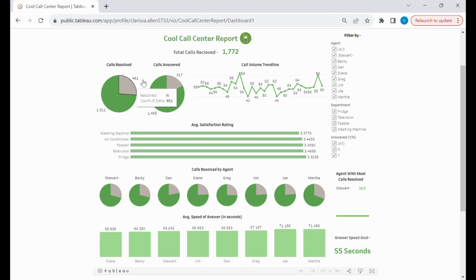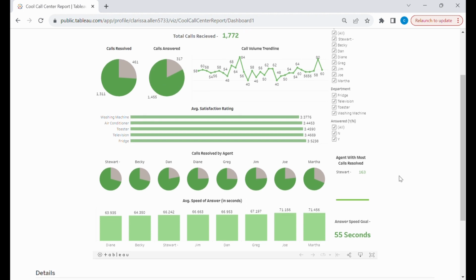improve. As we look further down on our dashboard, we can see an average satisfaction rating per department, which we've plotted on a bar graph. From lowest to highest, we can see that the fridge department had the highest at 3.5, and our washing machine department had the lowest at 3.37. This helps us to know which departments we can work on to up their satisfaction ratings.